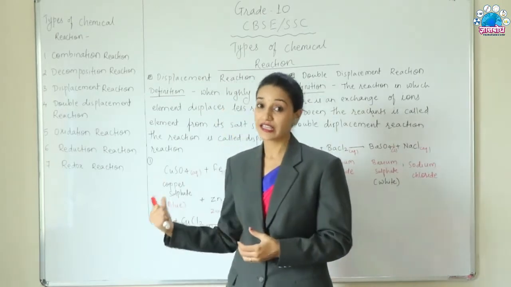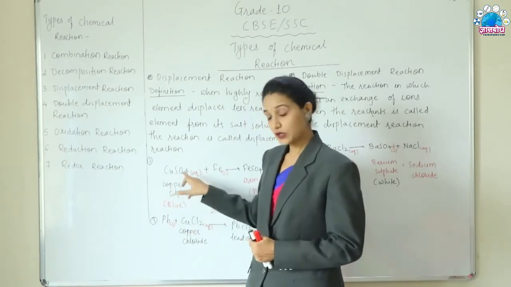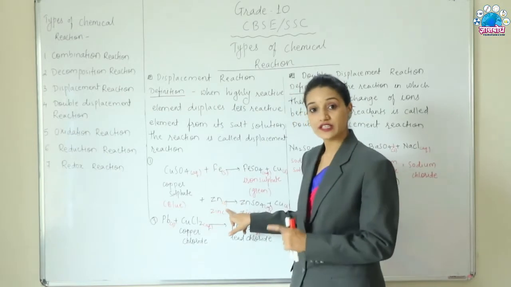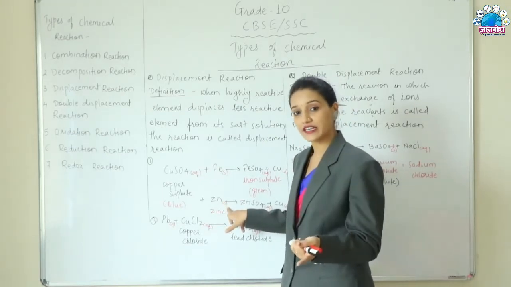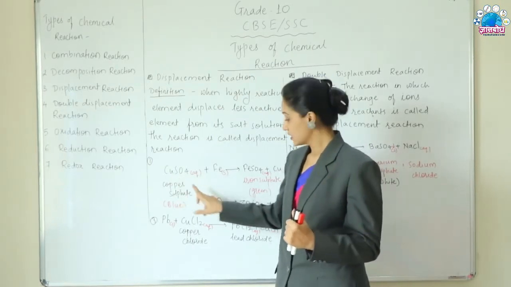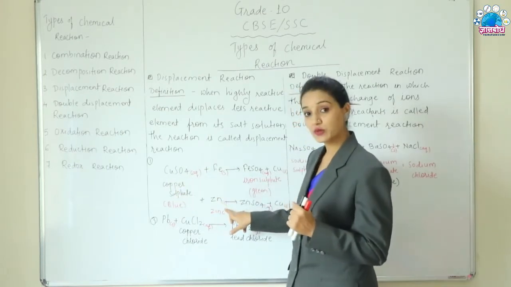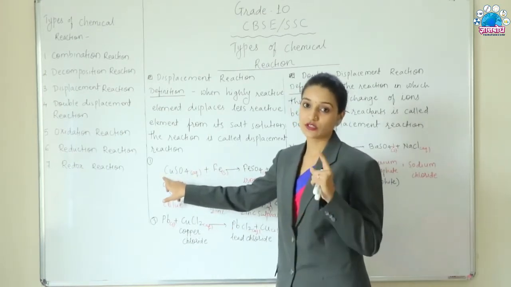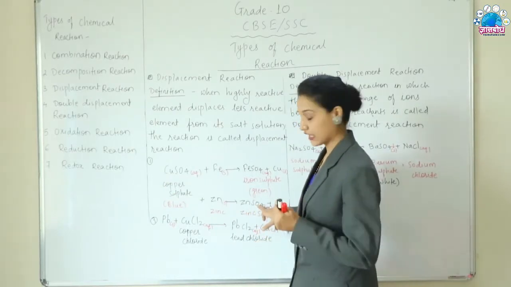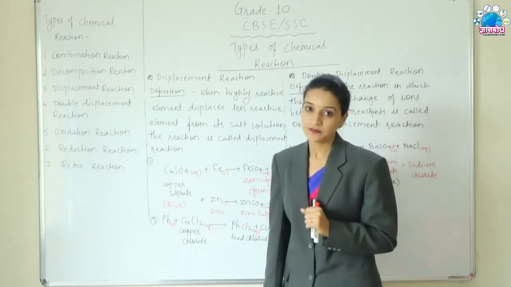Let's take the next example, that is copper sulfate reacting with zinc. Again, zinc is more reactive than copper, as you can observe in the reactivity series. Therefore zinc displaces copper from its salt solution to form zinc sulfate, which is again aqueous in nature, and you can find copper deposits in the test tube.